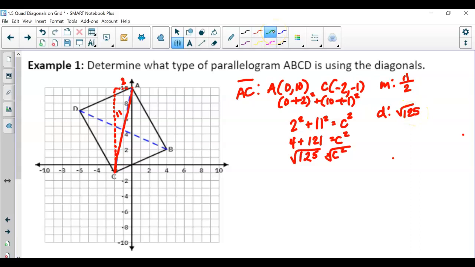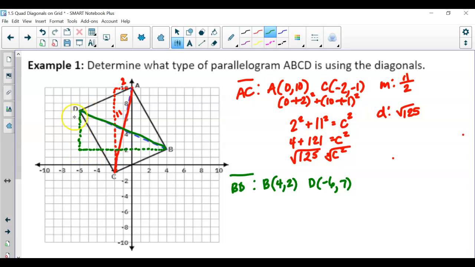So now let's go to BD. Again, we can identify the points, making sure you're on the right track if you want to use distance. B is at (4, 2), and D is at (-6, 7). Or if you just want to use the Pythagorean theorem, because you're going to need it anyway for the slope, our rise and our run.